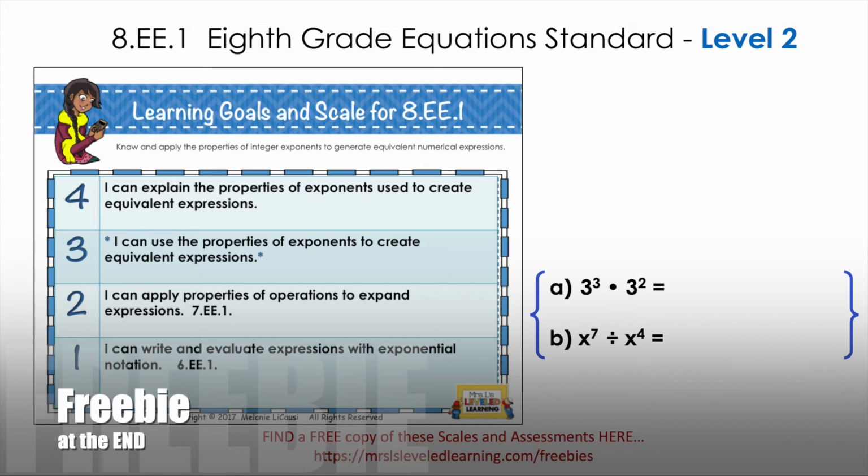After they have a few minutes to try that problem, you can show them level 2. Properties of operations to expand or simplify expressions means that students know how to combine or simplify the coefficients for each exponent. 3 to the 3rd power times 3 to the 2nd power, x to the 7th power divided by x to the 4th power. Give this as a sample problem to your students and see who remembers what to do.